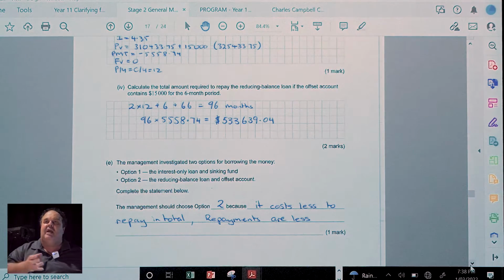If they haven't done calculations and they've just gone, oh yeah, I think it's going to be this, again, they can't earn the marks. They've got to do the calculations prior to that to get the marks. Just having a guess and putting something down isn't going to give them the marks. Just saying option 2 with no explanation also won't give them any marks.